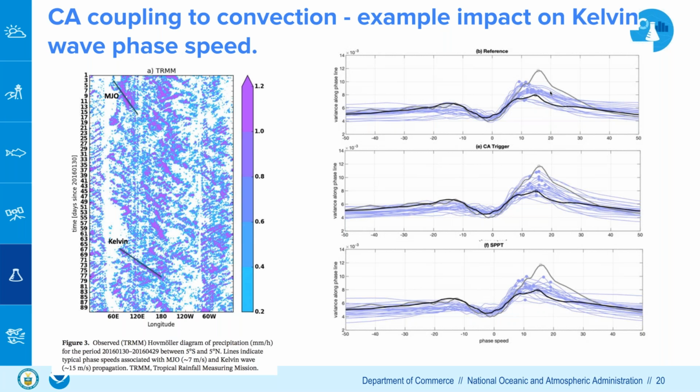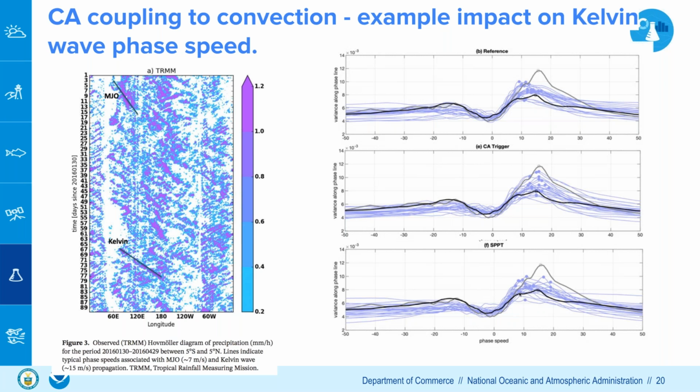And then we ran a set of ensemble experiments, and you can see that the observations have this peak phase speed around 15 meters per second, which is associated with the Kelvin waves. And it seems like all the model forecasts are a bit slow. They have peak phase speeds that are a little bit slower than the 15 meters per second. But when you have these more coherent structures from the CA trigger, it tends to speed up the phase speed and better match the observations.